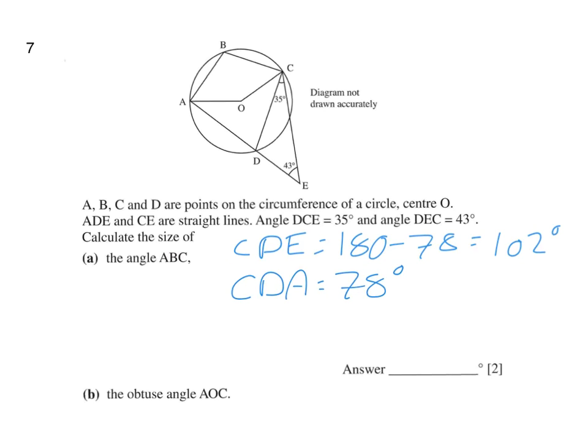This is then a cyclic quadrilateral, which means that this angle plus this angle add up to 180. So this angle, which is one we were asked for, is 102 degrees. So final answer, 102 degrees.